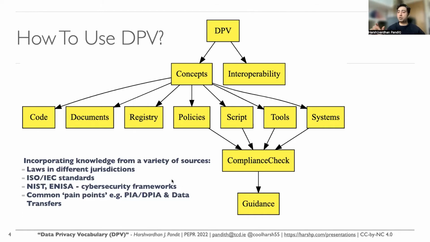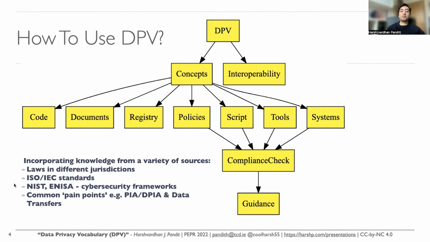For example, if you use sensitive data, you should be doing X, Y, Z. And if you define that, okay, I use someone's specific sensitive attribute, DPV will allow you to discover that that sensitive attribute is a kind of sensitive personal data, and therefore that guidance or legal obligation applies to you.